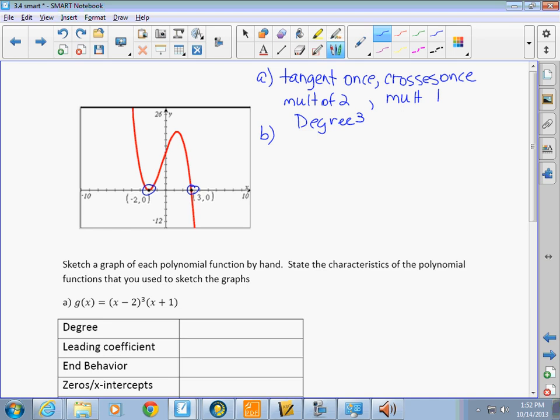B part says to describe or to find the leading coefficient. So if I take a look at this one, it is going up in quadrant 2 and it's going down in quadrant 4. And if it's doing that, and we know that it is a degree of 3, then this must be a negative graph, because if we look at degree of 3, our graph should be going like this.